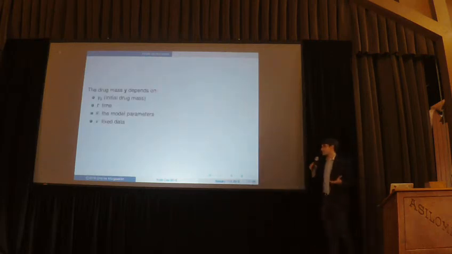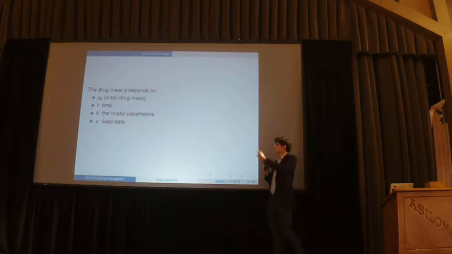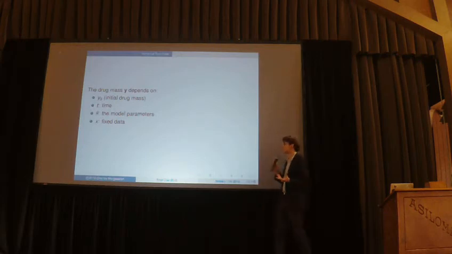So, what does the drug mass depend on? Well, it's going to depend on y naught, the initial drug mass, and this is actually, in this particular problem, what I'm going to try and find. Right? This is the unknown to my algebraic equation, and it's going to allow me to characterize the state of the patient at steady state.